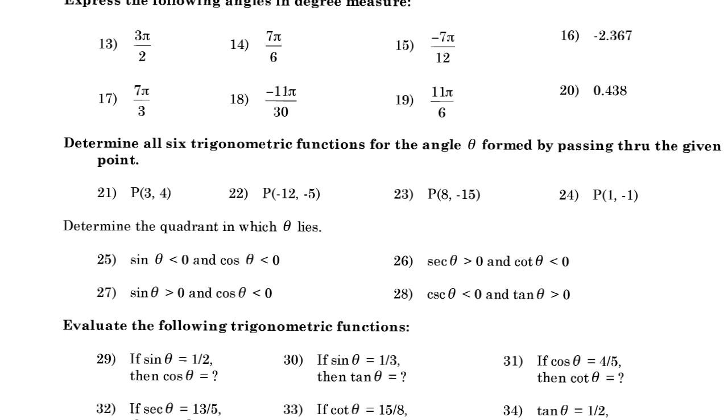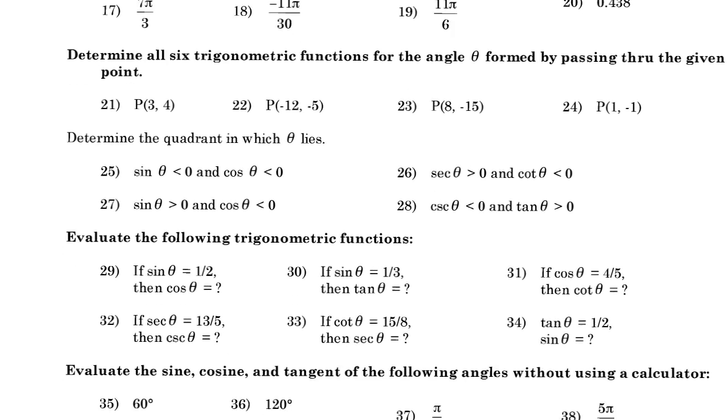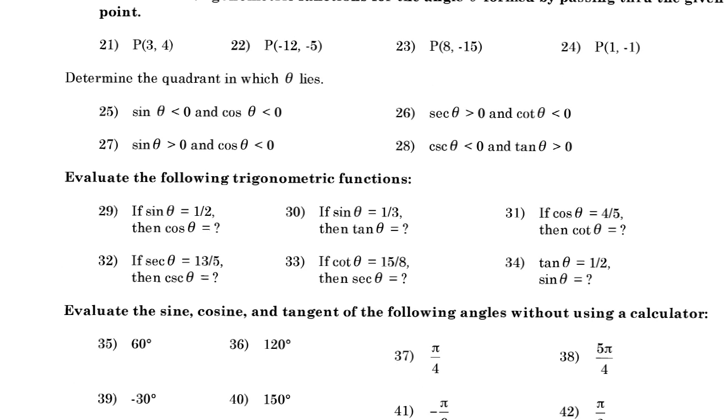Okay. All right. 29 through 34. This is where it gets interesting. They're wanting you to evaluate the trig function. If they give you one trig function, find the value of another one. This is pretty good. You have to use your Pythagorean theorem here some to find the other measures. So just kind of be cognizant of that and go through those.